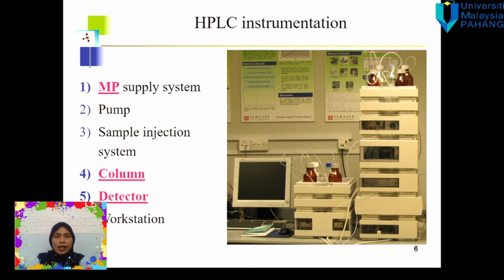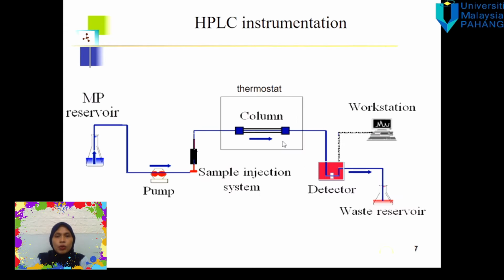Now let's move to the next part of HPLC, which is the instrumentation part. The main components of the HPLC are listed here. The first one is the mobile phase system, the second is the pump, the third is the sample injection system, the fourth is the column, the fifth is the detector, and the last one is the workstation. We go one by one.